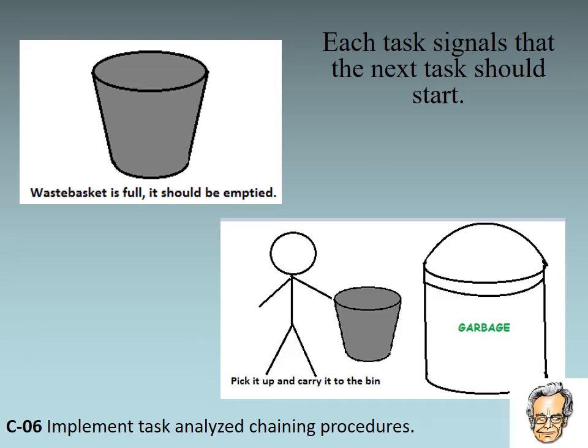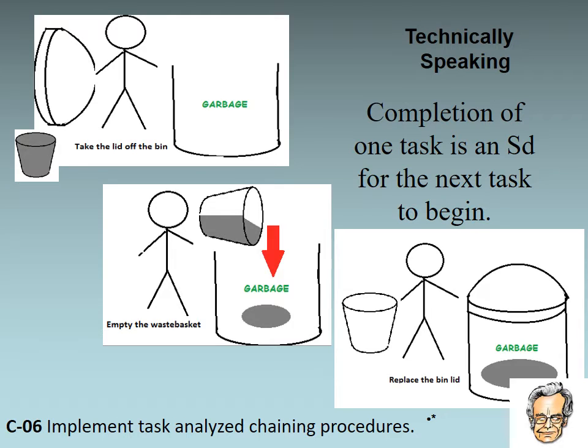So in this example, the wastebasket is full. It should be emptied. That's the SD, seeing the full wastebasket. Seeing that it's full is the SD for the person to pick up the wastebasket, which itself is an SD to take it to a bigger garbage can. Once you get to the bigger garbage can, that's an SD for taking the lid off, which then serves as an SD to pick up the smaller wastebasket and put it into the garbage can, which then serves as an SD to put the lid back on. Therefore, in a chain, the completion of one task is an SD for the next task to begin.